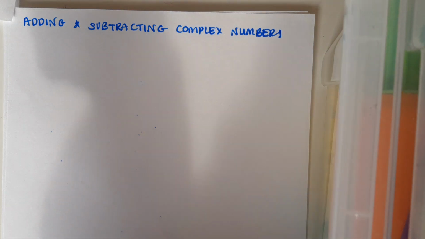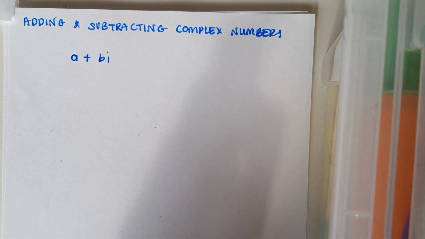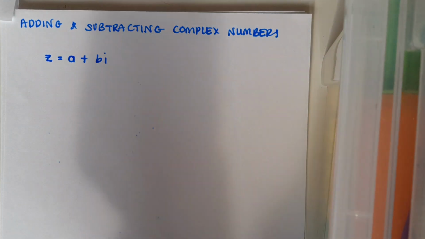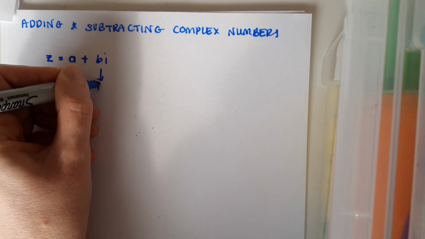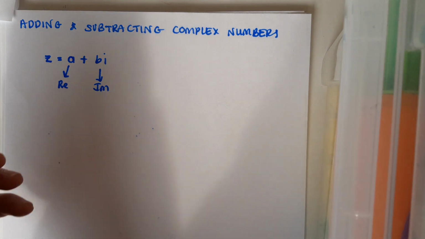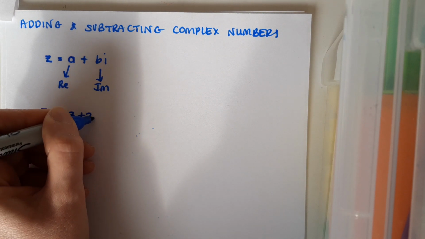So a complex number is made up in the form a plus bi, and we often call a complex number by a name z. The a is the real part, and the bi is the imaginary part. And specifically, a is the real coefficient, and b is the imaginary coefficient. So I might say, for example, that z1 was equal to 3 plus 2i.